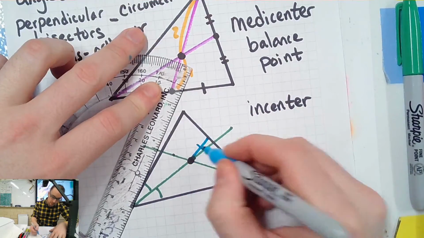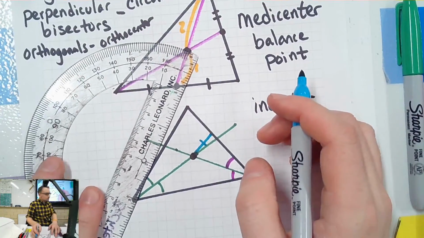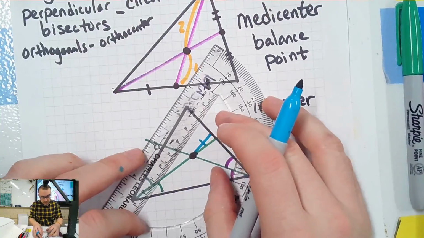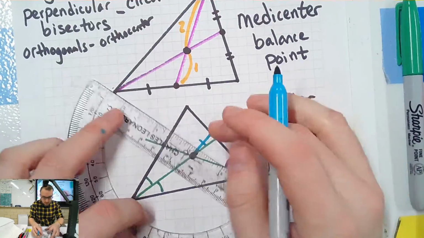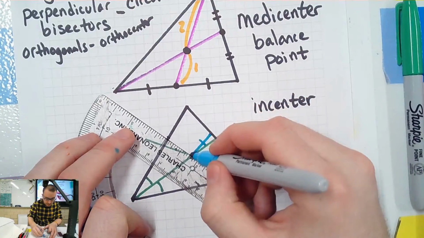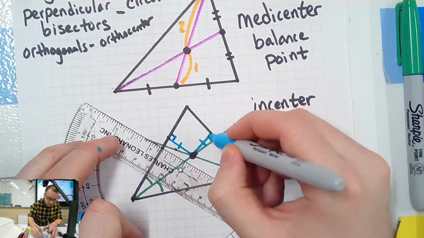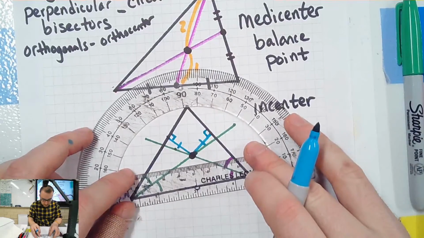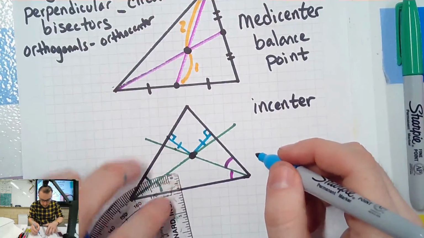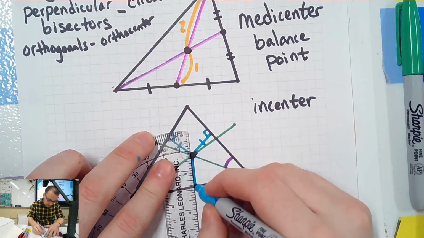So the distance between here and here will be the same as the distance between here and here. Will be the same as the distance between here and here.